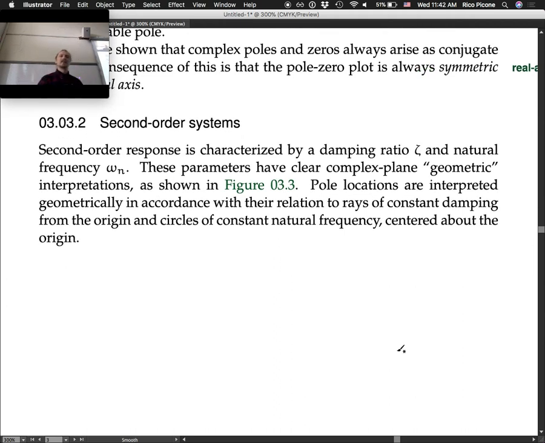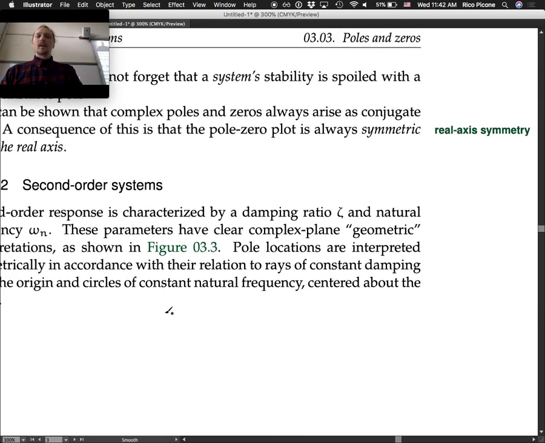Okay, second-order systems. I wanted to specifically call these out because we've talked about these before, but we didn't talk about them in terms of transfer functions and in terms of poles and zeros, right? So we want to think about what that means for a second-order system. Recall from the first chapter that second-order response is characterized by a damping ratio zeta and natural frequency omega n. These parameters have clear, complex plane geometric interpretations as shown in figure 3.3. And this is over here.